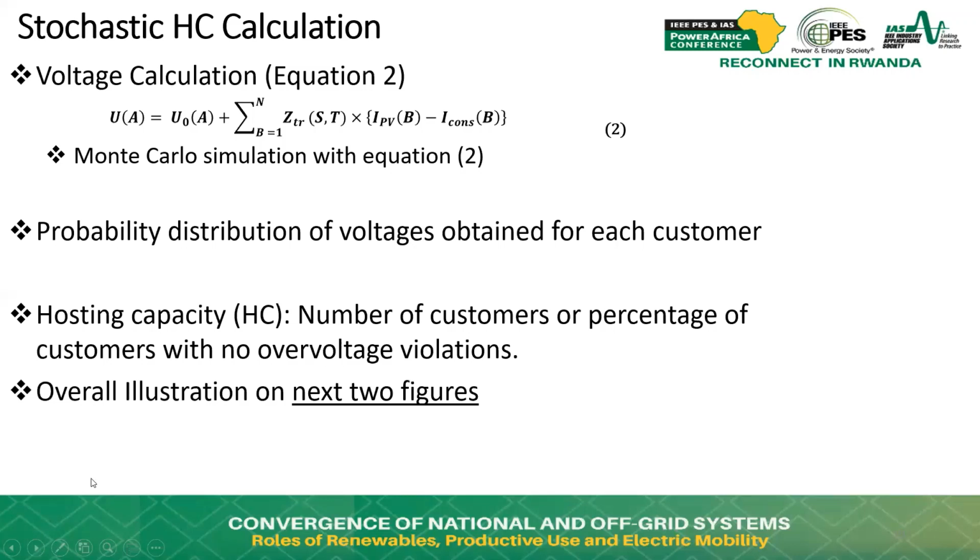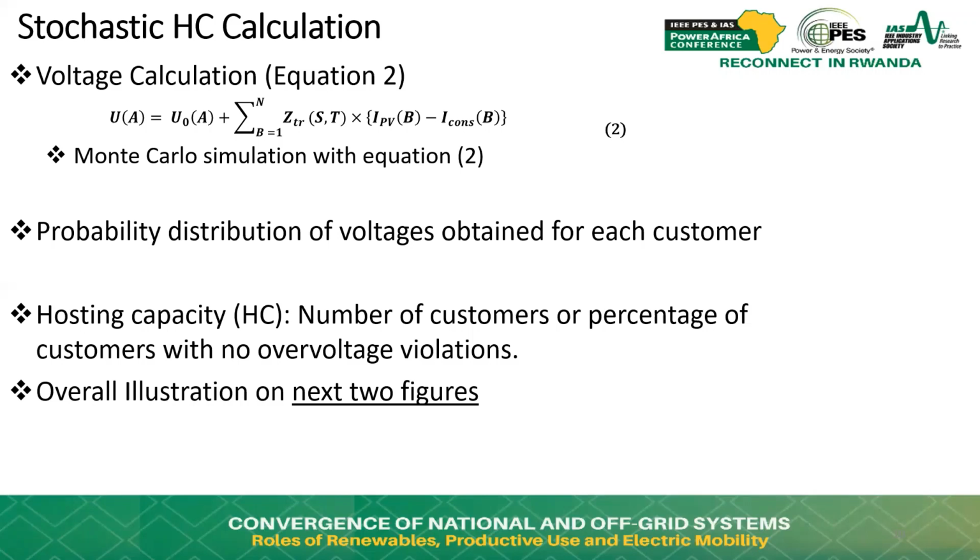In this paper, what we actually considered is the voltage calculation, the overvoltage. So we used equation 2, which links the voltages at different locations with a transfer impedance matrix. The superposition theorem is applied in this case together with Monte Carlo simulation to obtain the probability distributions of voltages for each customer. In this paper, we used a network with 83 customers.